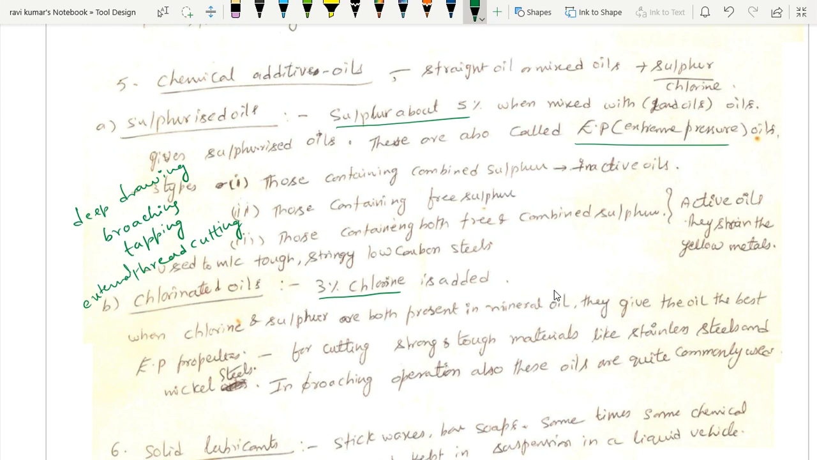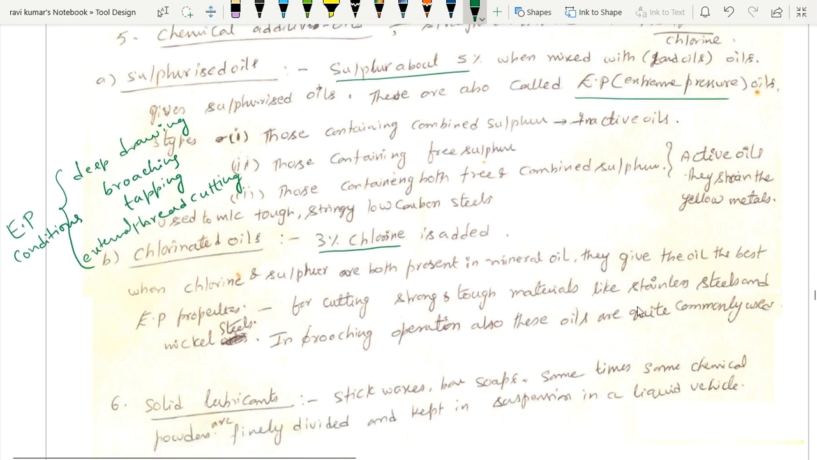So which requires the use of such additives. So these are all EP oils. So extreme pressure conditions. So in all these cases, it is good to have chemical additives, right?